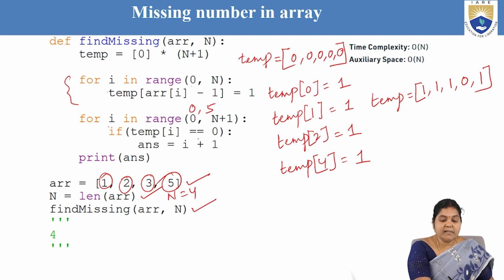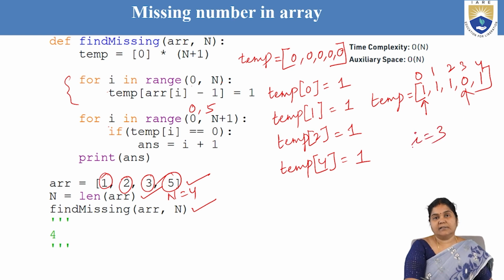If temp of i is equal to 0, first time, what is the value of i? 0. So is it containing a 0? No. Second time, is it containing a 0? Wherever a 0 is available. So in this place, 0 is available: 0, 1, 2, 3, 4. So at i is equal to 3, 0 is available. As the index starts from 0, in the fourth place the missing number is available. So what you will do? Answer is equal to i plus 1, which is 3 plus 1, nothing but 4.